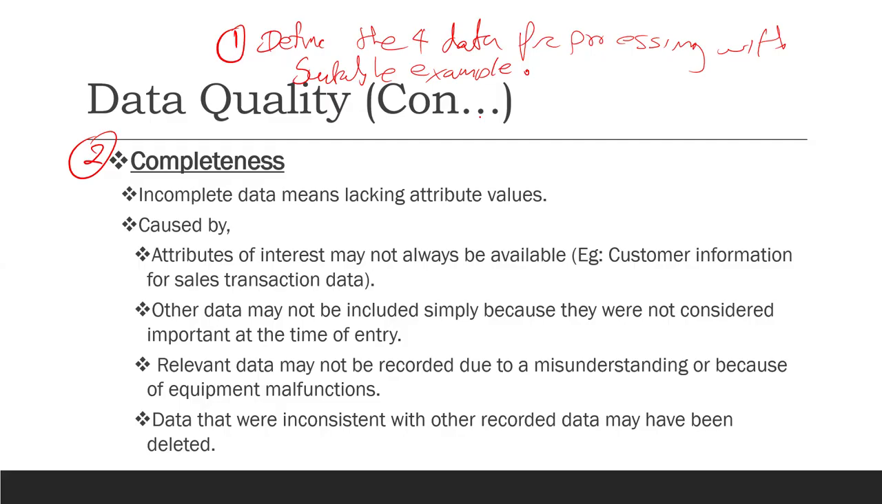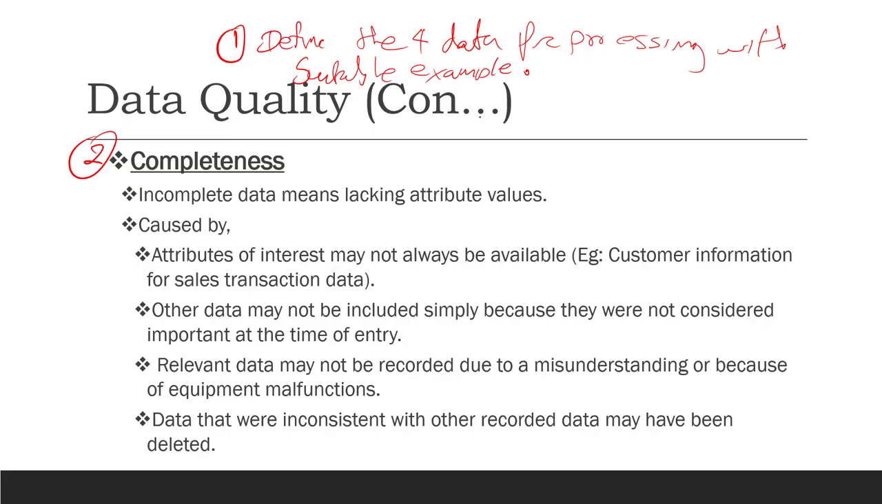Completeness in the sense that you first need to answer what the different core data pre-processing techniques are, right? So first you need to list out: data cleaning, data integration, data reduction, data transformation. These are the four different data pre-processing techniques. Then maybe you can explain more about this.